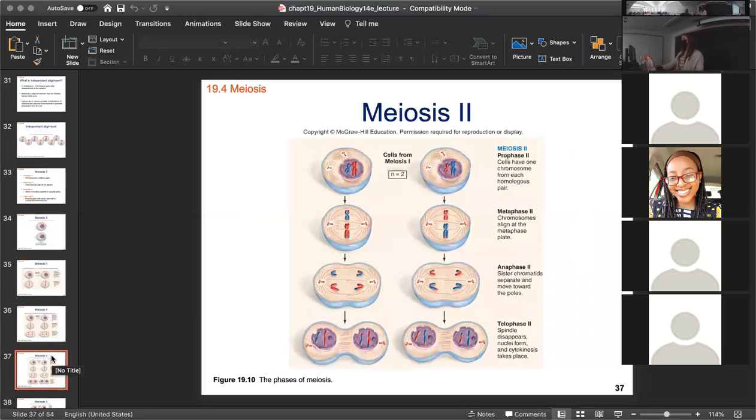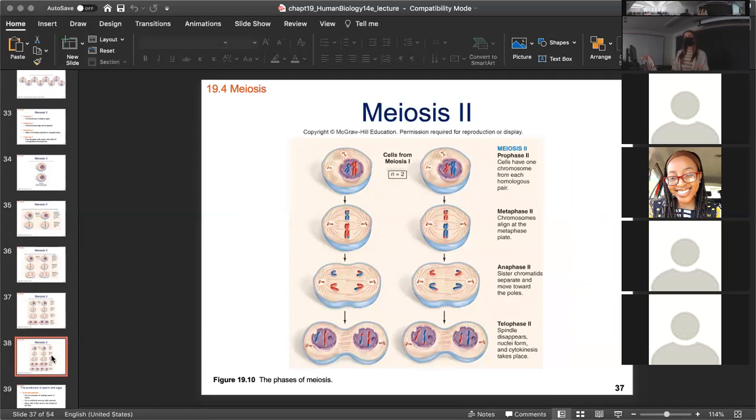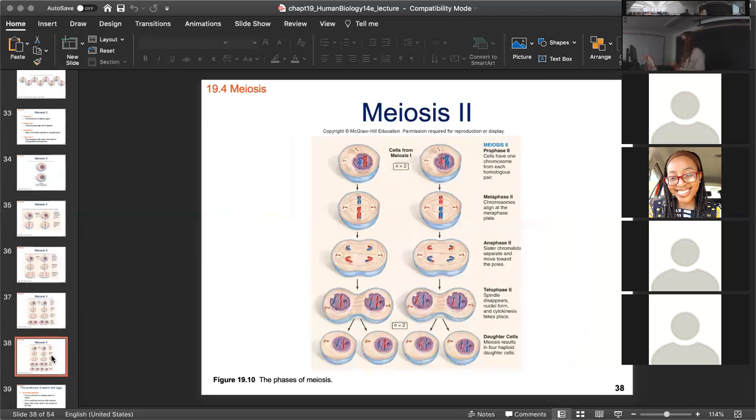And in telophase, we're getting ready to divide them. We have that cleavage furrow, the spindle fibers disappear, the nuclei form, cytokinesis takes place, so we're dividing the cytoplasm, and we end up with 4 haploid daughter cells.